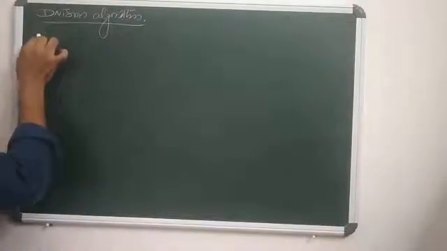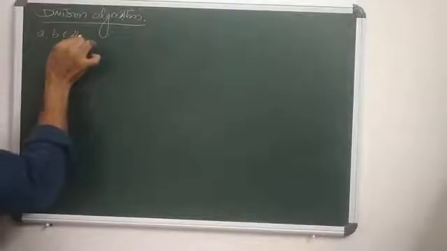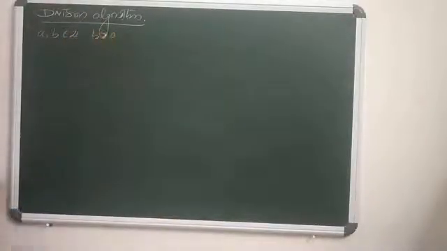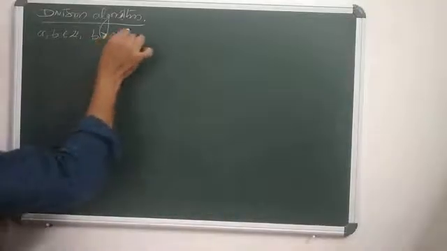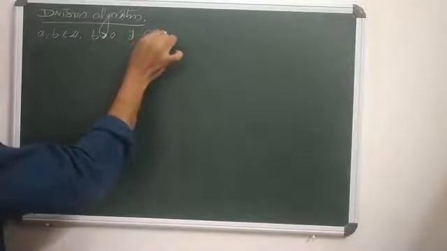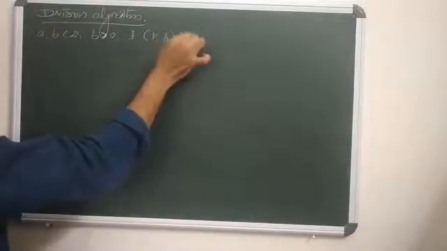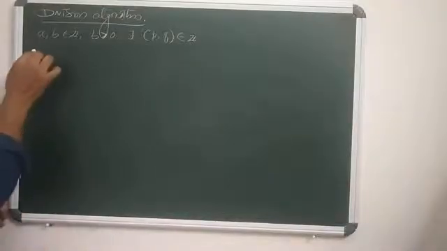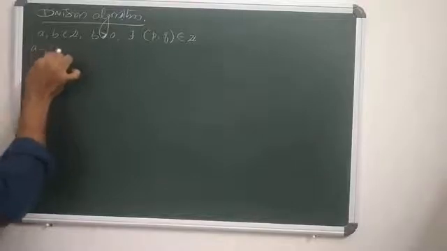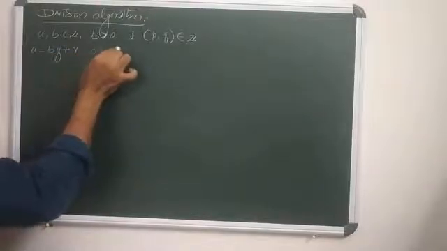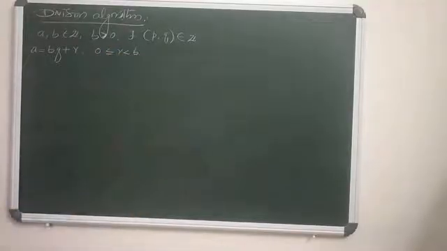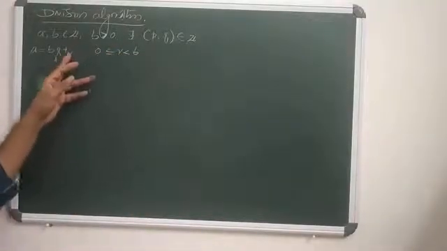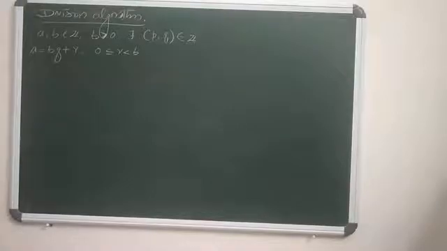Given a and b are any two integers with b greater than 0, then there exists a unique pair of integers q and r such that a equals bq plus r with 0 less than or equal to r less than b. Moreover, if r equals 0, then b must divide a. So this is the division algorithm.